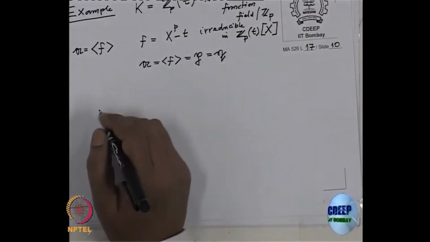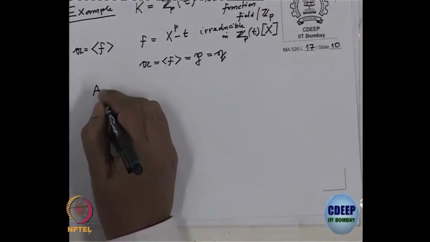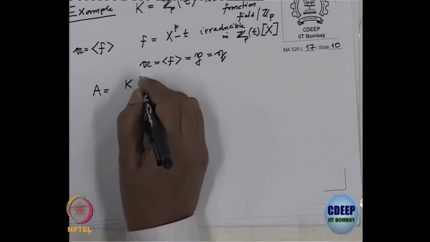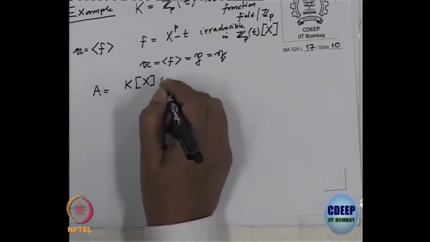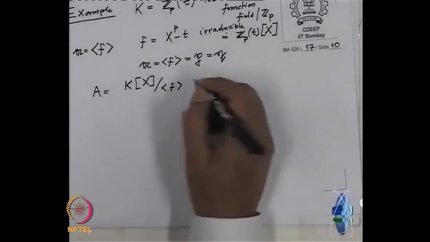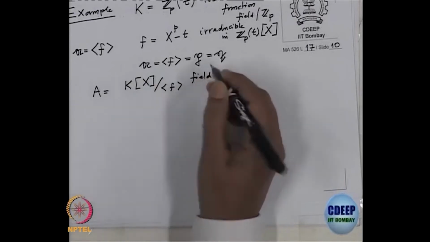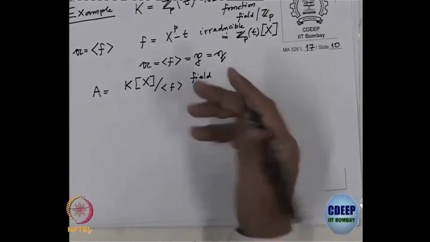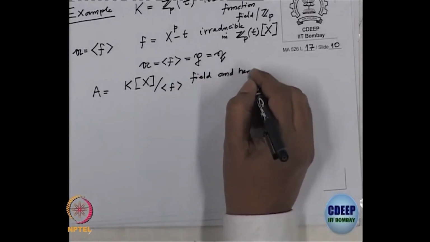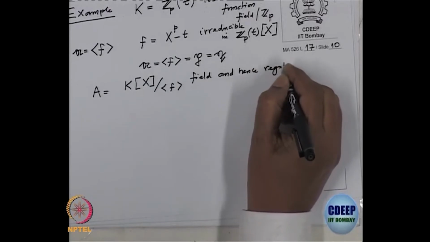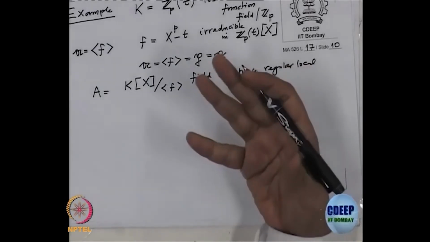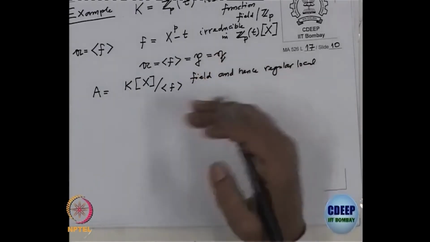So now, what is our ring A? A is K[x] mod f. f is irreducible. This is a PID. Therefore, this is actually a field. A ring that is a field is regular local, since fields are local because 0 is the only maximal ideal, or 0 is the only ideal, and this is regular local. So, A is regular local.